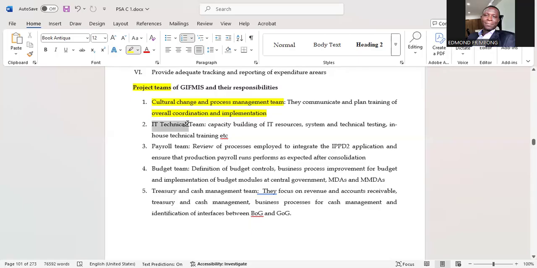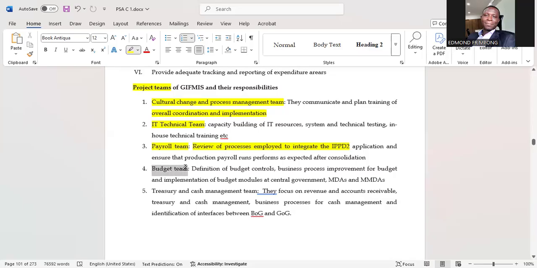Then we have the IT technical team. They build capacity of IT resources, system and technical testing, in-house technical training. So take this to be like the IT office or department in a private entity. Payroll team: the payroll team will have to review the process employed to integrate the IPPD. We'll look at IPPD later. IPPD means Integrated Personnel Payroll Database.